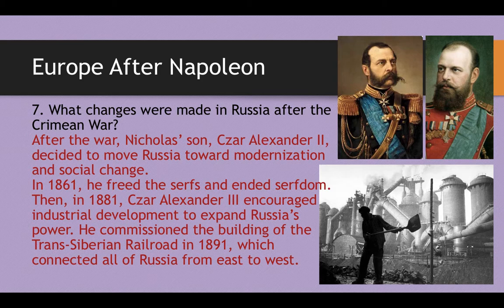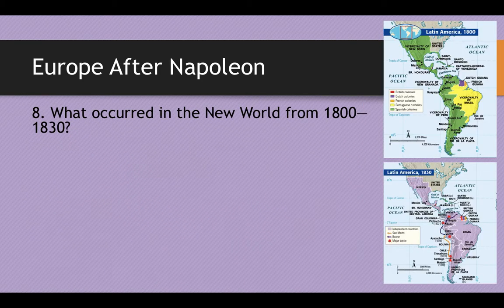And you know how massive Russia is, all right? So the Trans-Siberian Railroad was built in 1891, several decades after the Transcontinental Railroad was built in the United States. And this connected Russia from east to west. And it was really, really good for Russia's economy and for their culture.